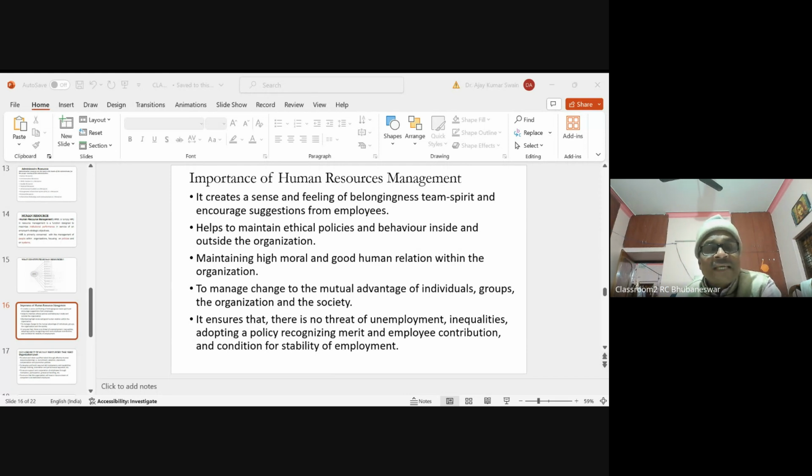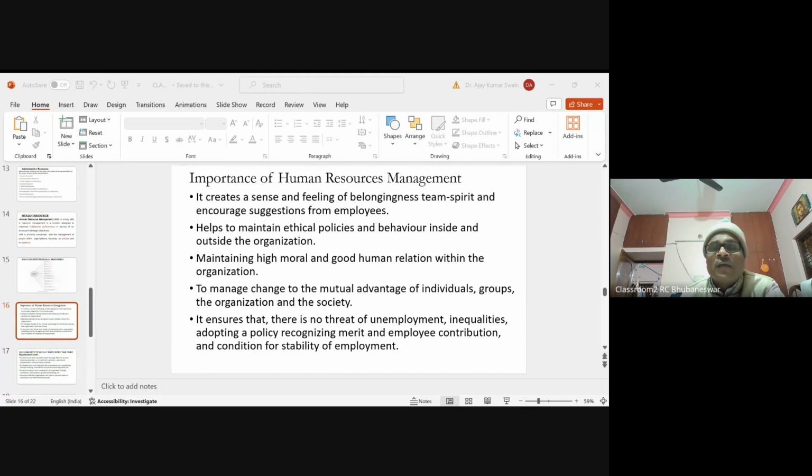To manage change to the mutual advantage of individuals, groups, the organization and society. Automatically the society will learn from us. It ensures that there is no threat of unemployment, inequalities, adopting a policy recognizing merit and employment contribution, and condition of stability of employment. That is the security of our service and our future planning.